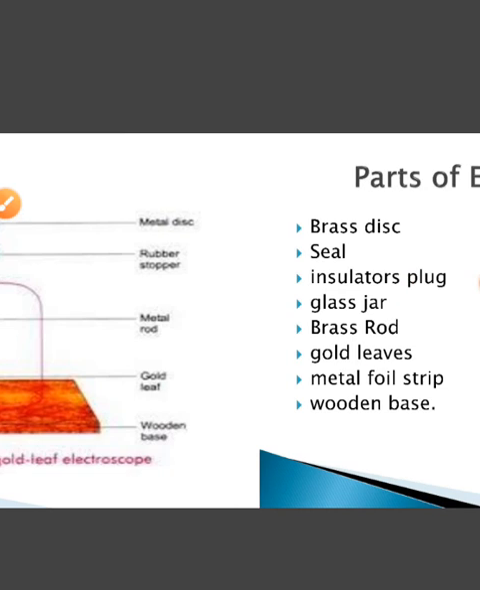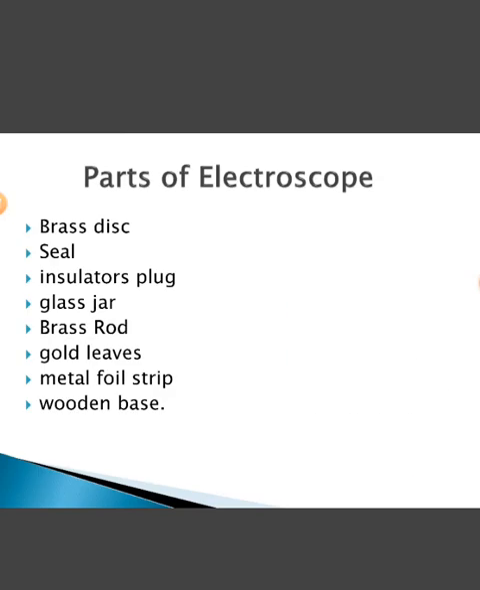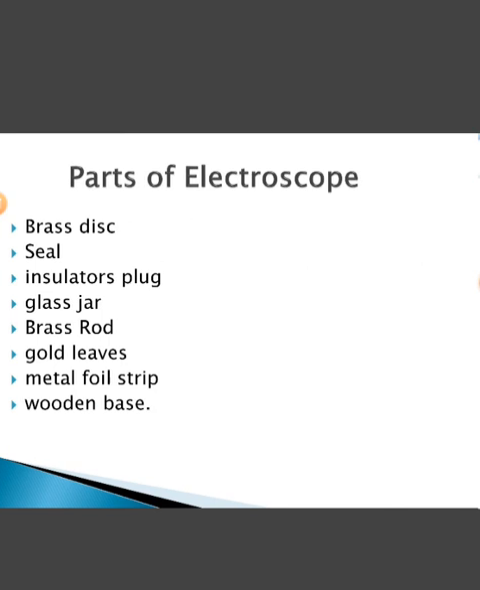Now please take note of these parts, because these are the parts we look out for when marking a diagram. If it's properly and well labeled, then we have the parts of the electroscope: brass disc, seal, insulator plug, glass jar, brass rod, gold leaf, metal foil strip, and the wooden base. Please consult your textbook for a simpler or more comprehensive picture or diagram of a gold leaf electroscope.